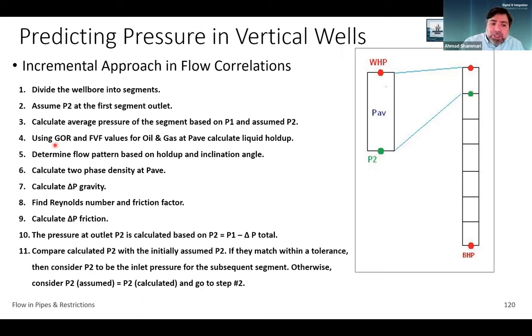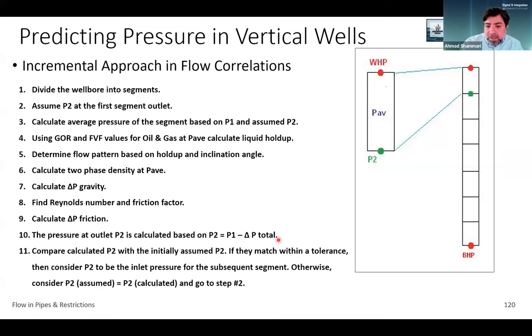Then, when we calculate the average pressure using the GOR and the formation volume factor for oil and gas at the average, we can directly predict the liquid holdup using the correlation. We determine the flow pattern based on the holdup and the inclination angle. This is all step by step. We calculate two-phase flow density at P average. Now that we have the holdup and the density, we calculate delta P due to gravity. We find the Reynolds number and friction factor. We calculate the delta P due to friction. And then the pressure outlet P2 is calculated based on P1 minus delta P total.